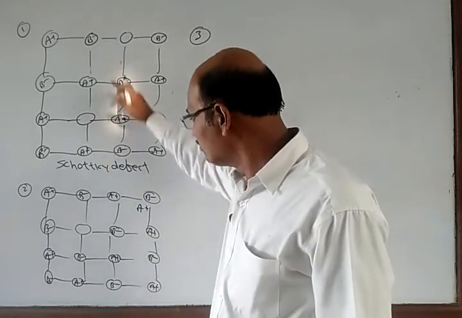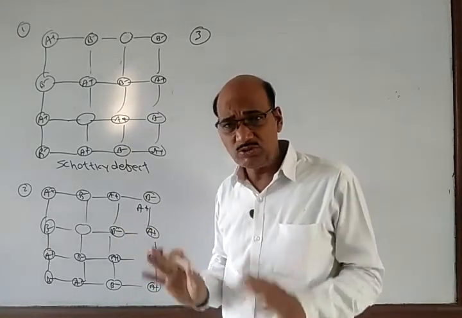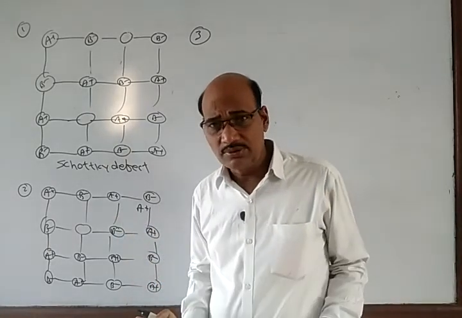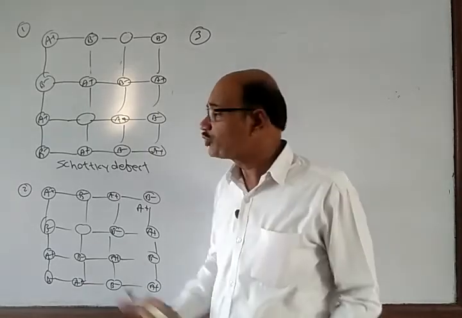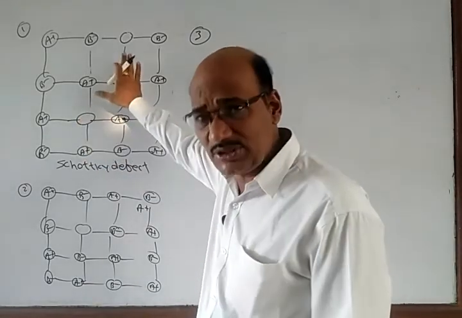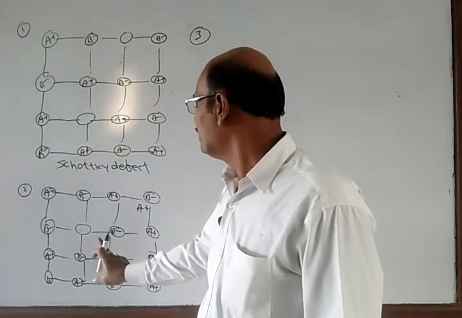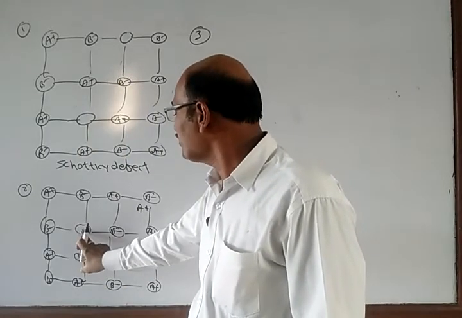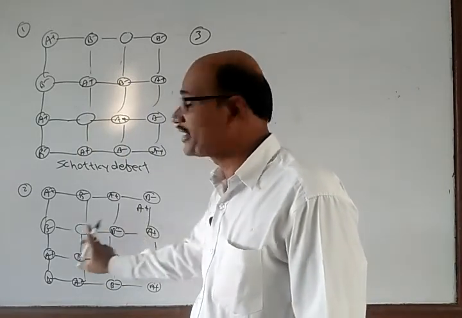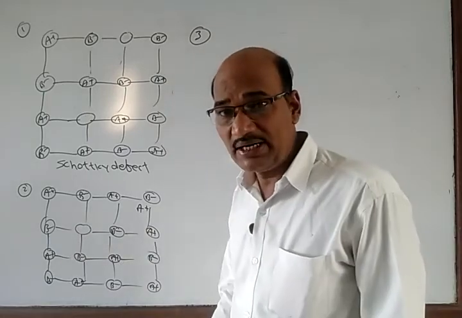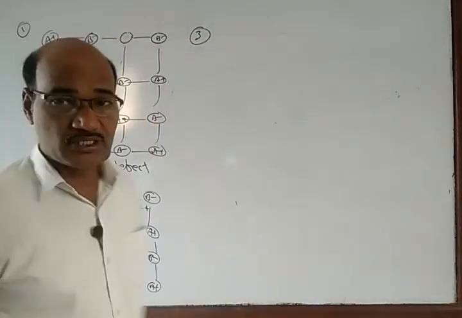So in both the cases, the number of positive and negative ions is as per the formula. Here both A plus and B minus are missing. But here A plus is occupying the lattice site instead of the lattice point. This is called what? Frenkel defect.